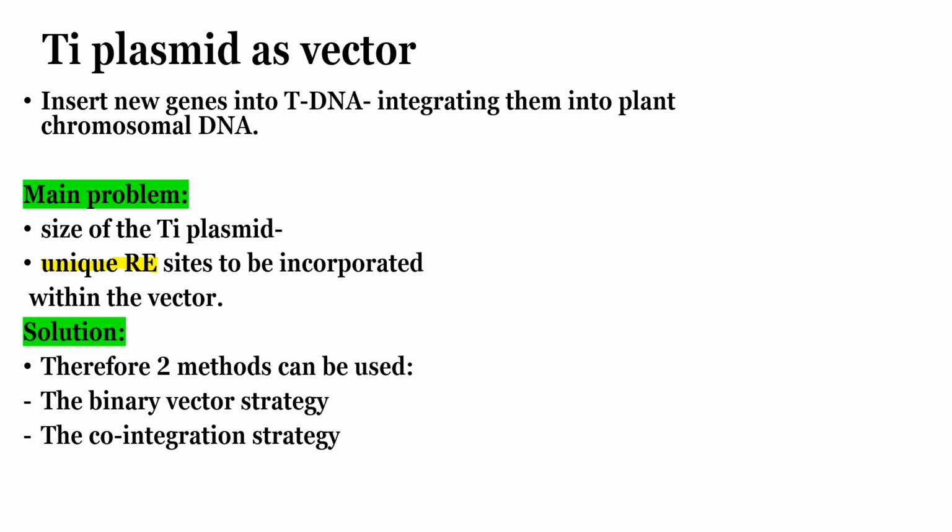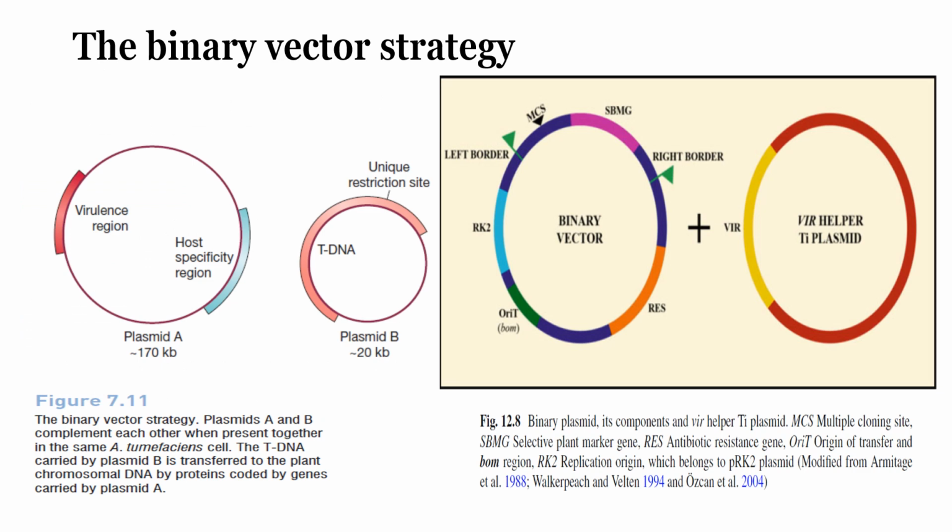There are two methods which scientists have used. One is the binary vector strategy and the other is the co-integration strategy. Obviously the reason for using the Ti plasmid as a vector is to insert the gene into the tDNA, so that this tDNA is integrated into the plant chromosomal DNA and leads to the formation of a transgenic plant.